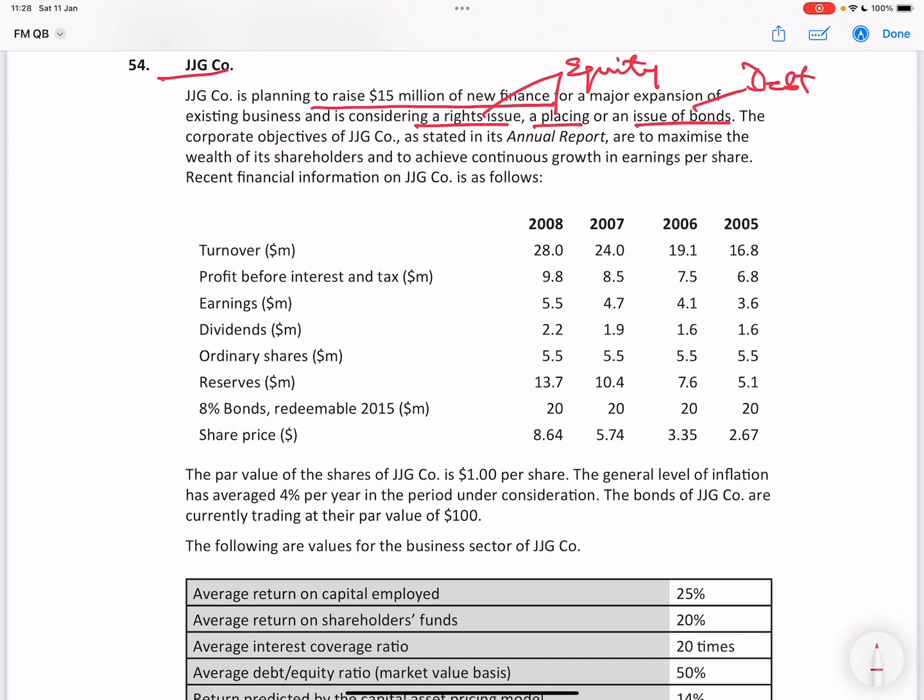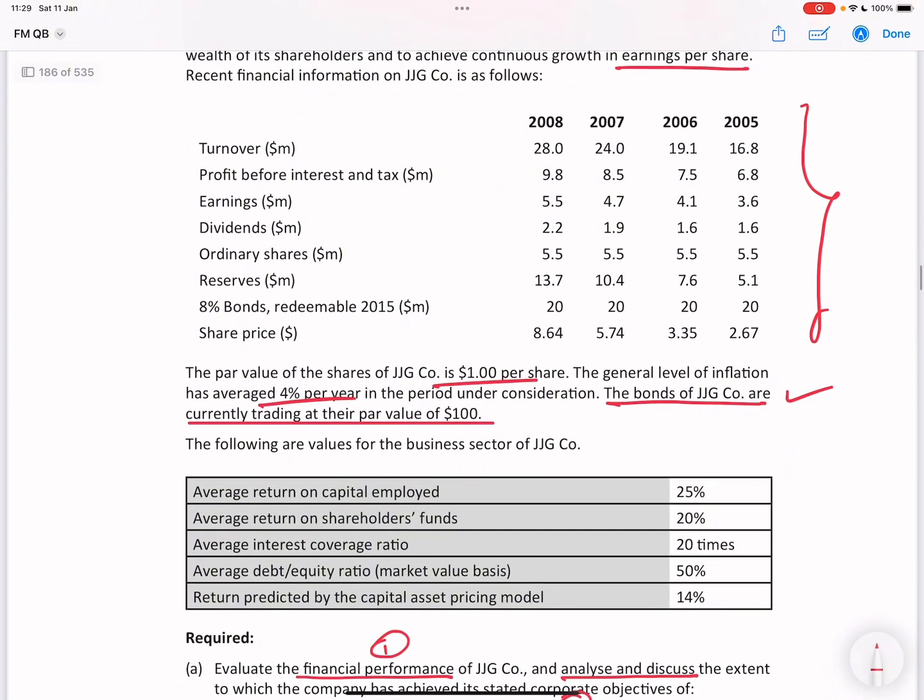Let's go on. The corporate objectives of JJG Co as stated in its annual report are to maximize the wealth of its shareholders and to achieve continuous growth in EPS. Recent financial information has been given. The par value of the shares is $1 per share. The general level of inflation is 4% per year. The bonds are trading at par, $100, so which means the book value will be the same as market value. That makes life easy for us.